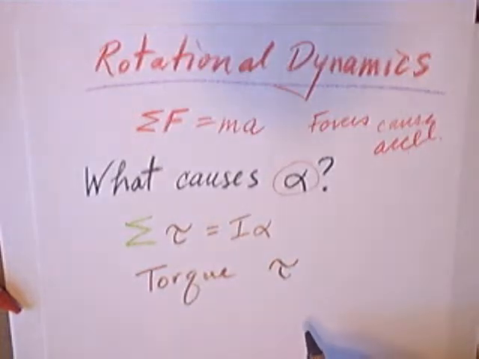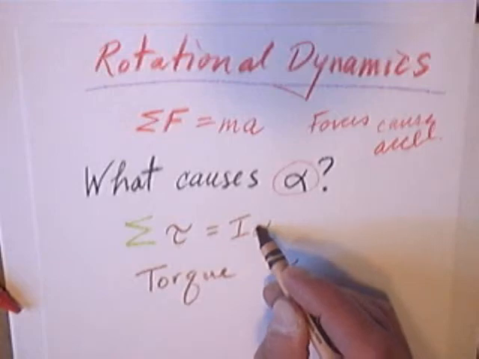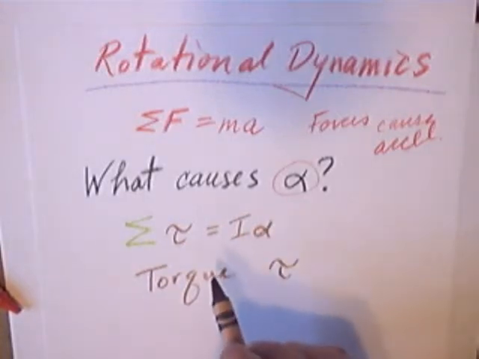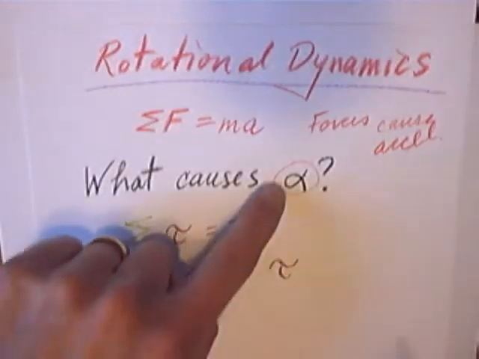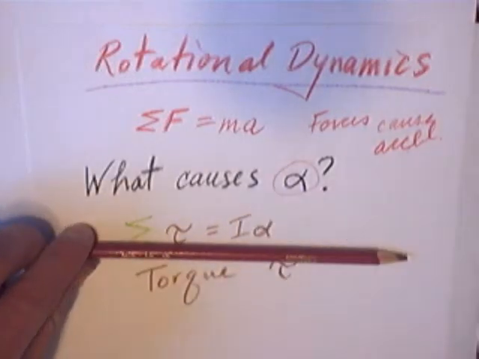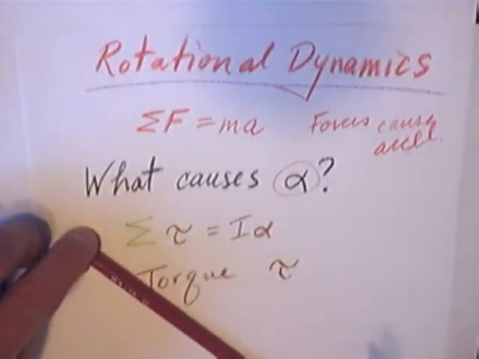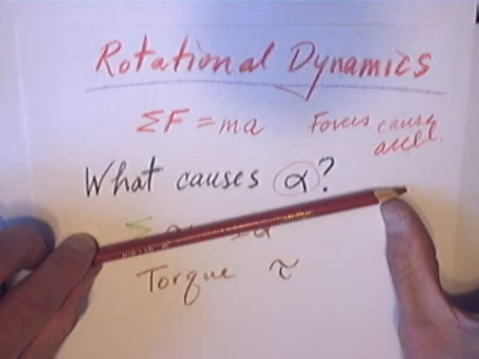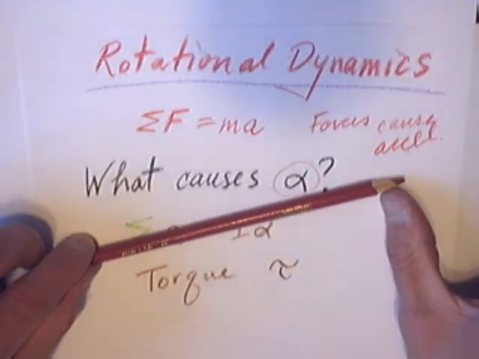So, what about torques? Torques cause rotational acceleration. So, in order to get something to change its position, and I'm going to rotate it around an axis, I must apply a torque. So the torque has two parts.